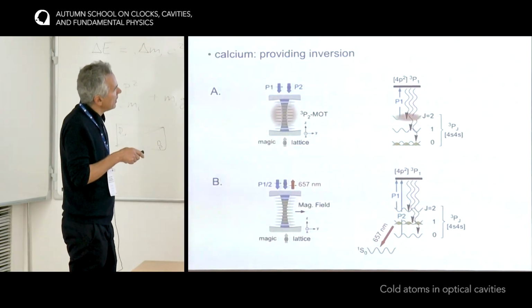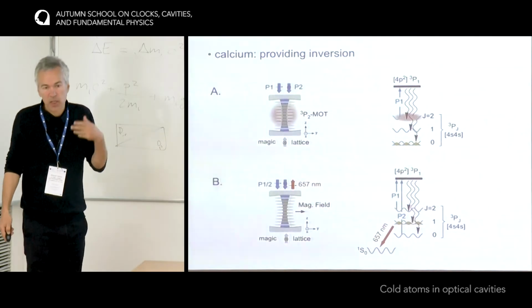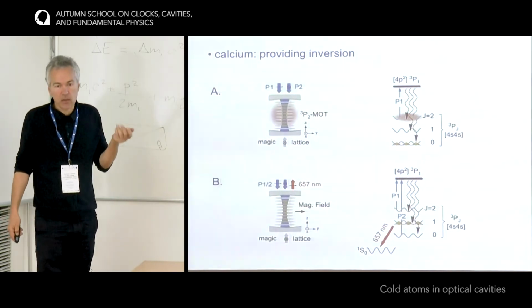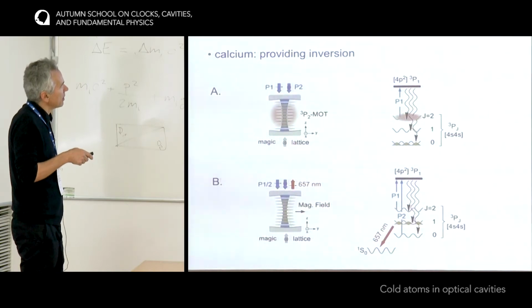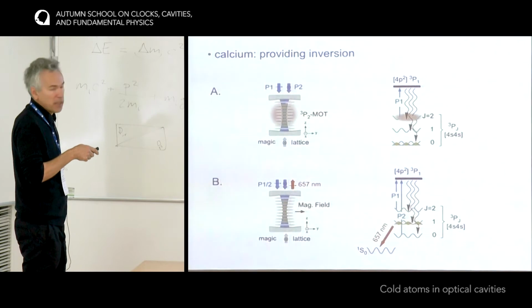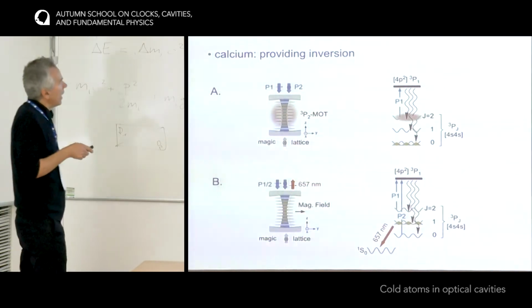First, we need a magic lattice. And magic means magic with respect to the transition that we want to use for our laser. So this is a laser at about 800 nanometers that's coupled to the cavity and makes a fairly deep lattice. So this lattice is always there.